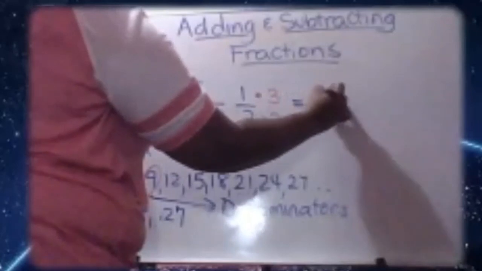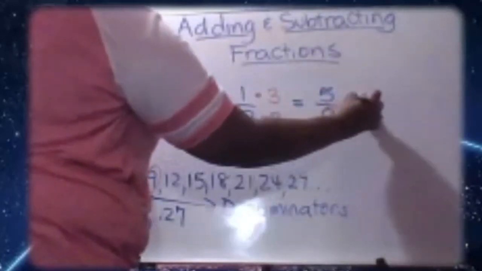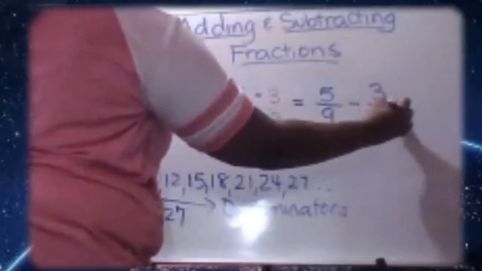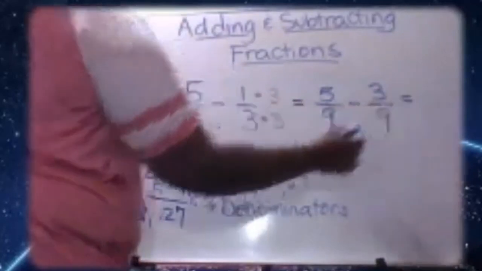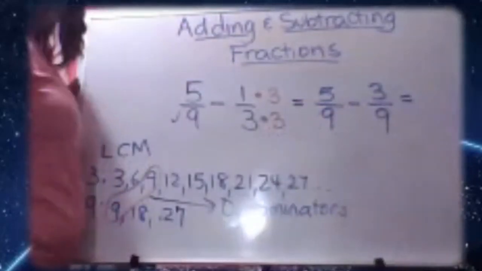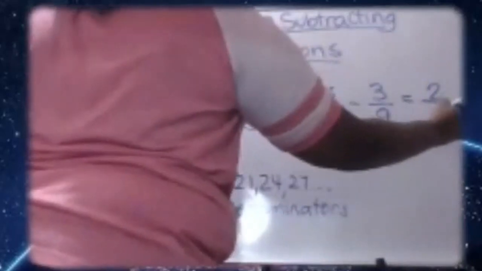So now we have 5 over 9 minus 3 over 9. Now our denominators are the same, so we can subtract. 5 minus 3 is 2, and we keep the 9. And that is our answer.